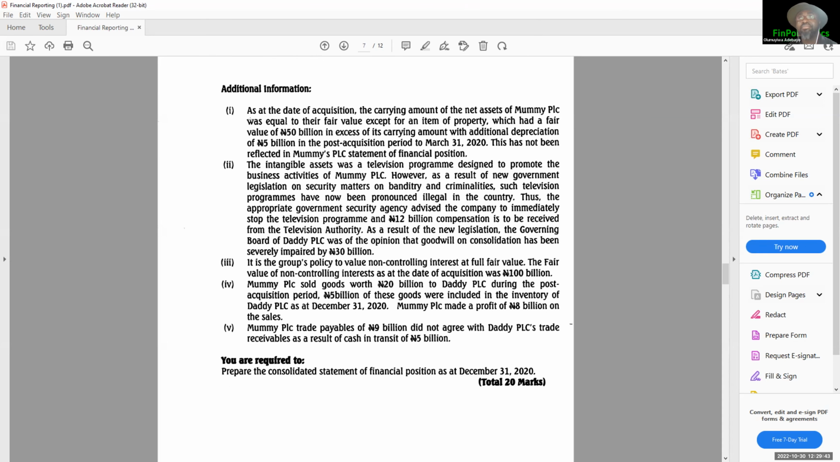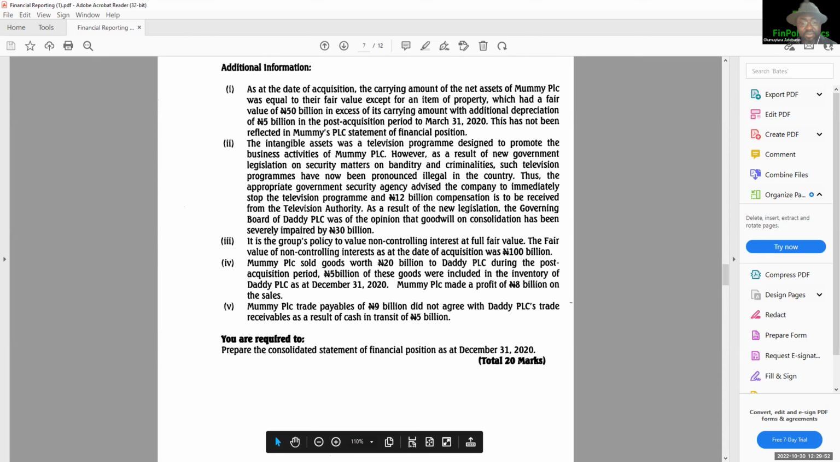We've treated 1, we've treated 2, we've treated 3, and we are now in 4. Therefore, let's look at this 4th one. The 4th one says that Mommy PLC sold goods worth 20 billion naira to Daddy PLC during the post-acquisition period. 5 billion of these goods were included in inventory of Daddy PLC as at the reporting date. Mommy PLC made 8 billion on the total sales.